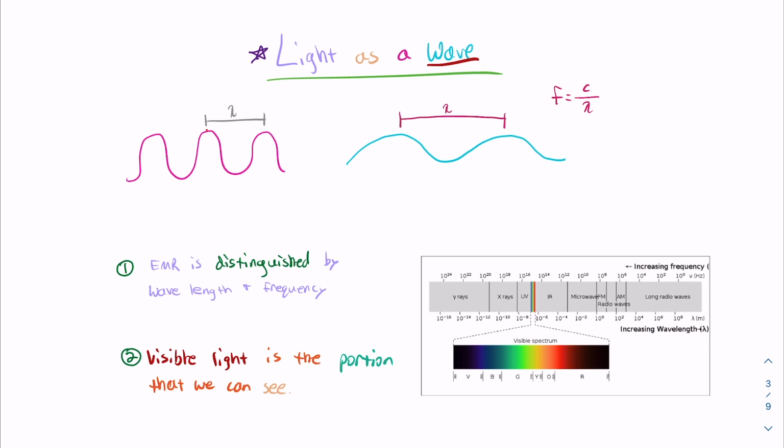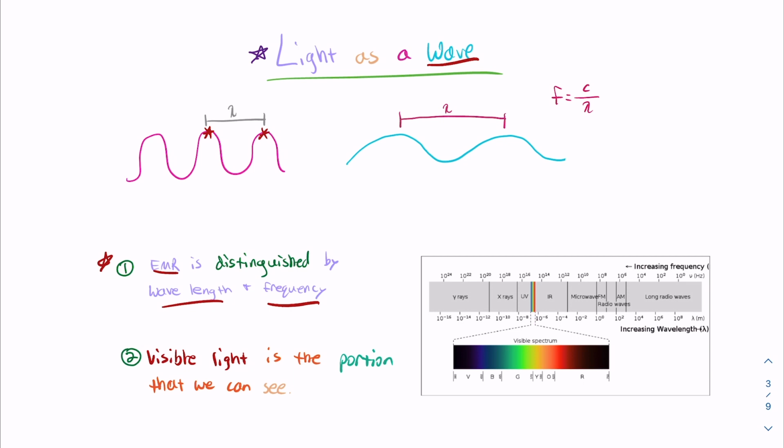So why is this important? Let's go to number 1. Electromagnetic radiation, this energy that moves through space, is distinguished by wavelength and frequency. So what does that mean? We understand electromagnetic radiation as a form of energy, but what is wavelength? Wavelength literally means the distance between one top of a wave, or one hilltop of a wave, and another hilltop of a wave. That's wavelength.